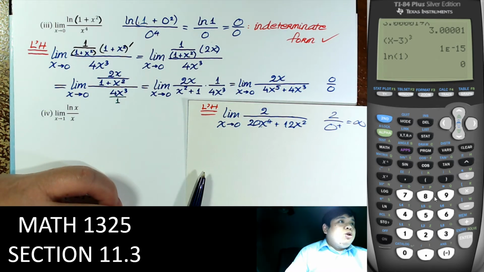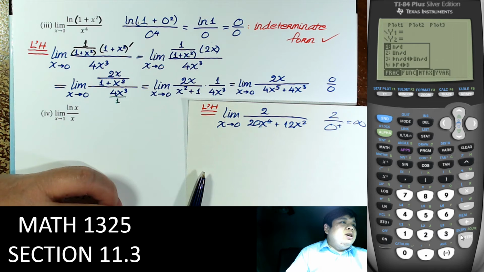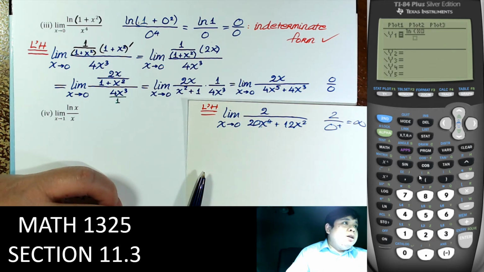For something like that, let's look at the graph and see what happens. We have the fraction ln of x squared plus 1, of course, over x to the 4th.